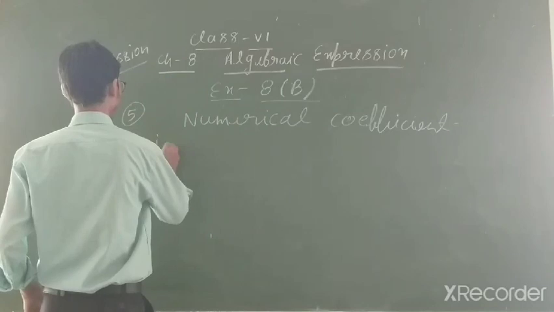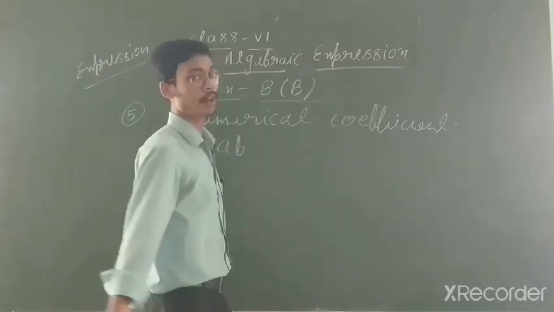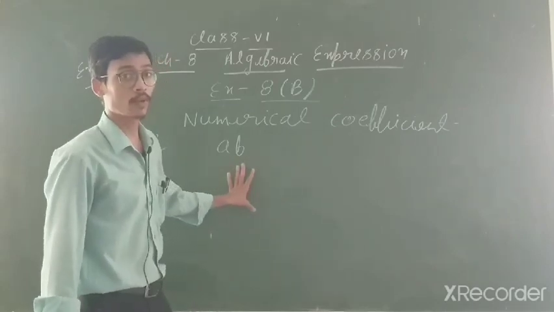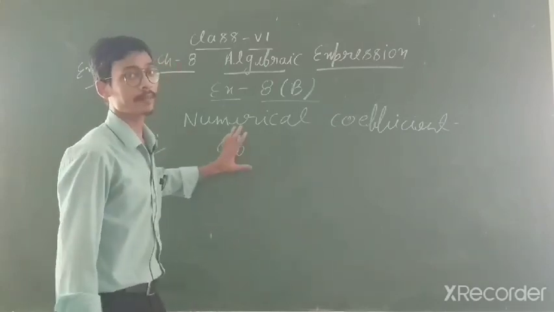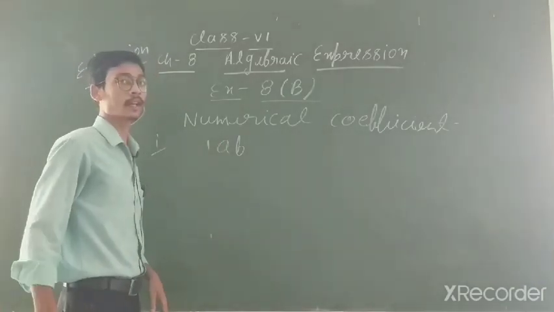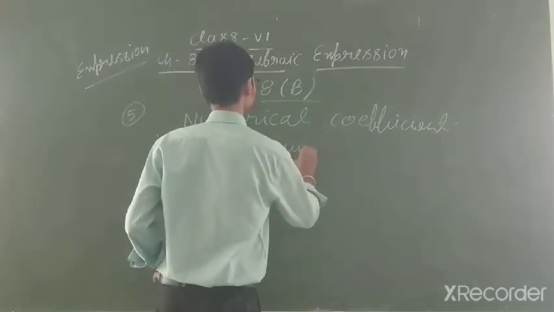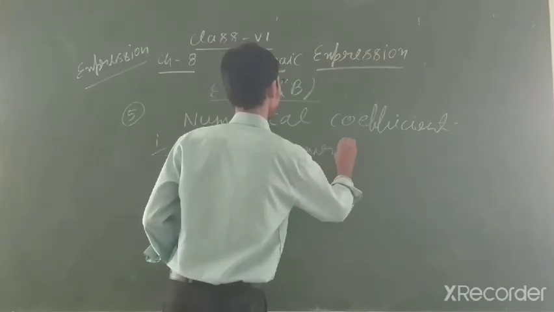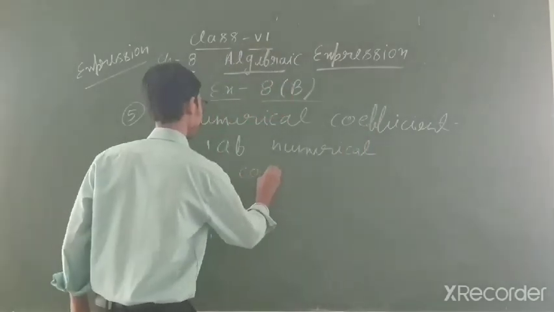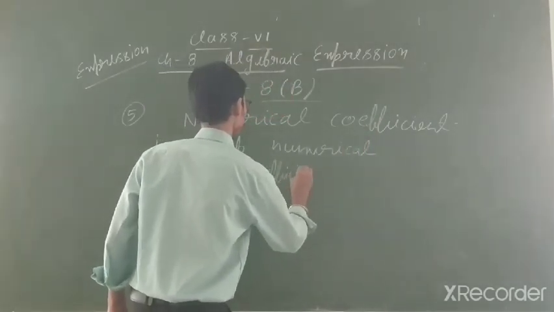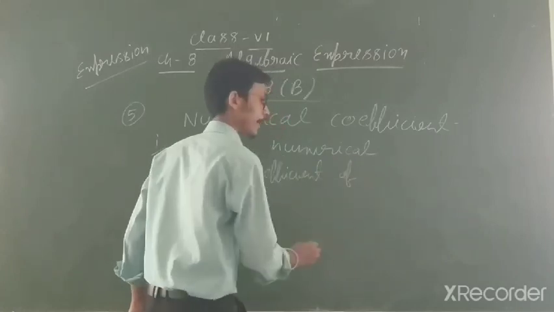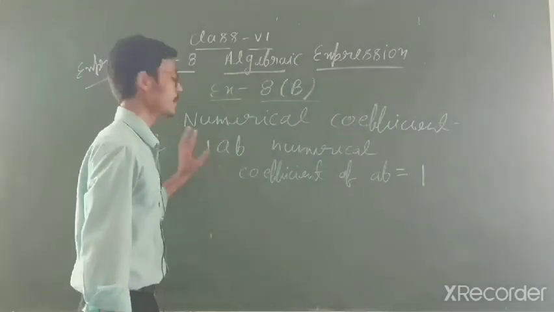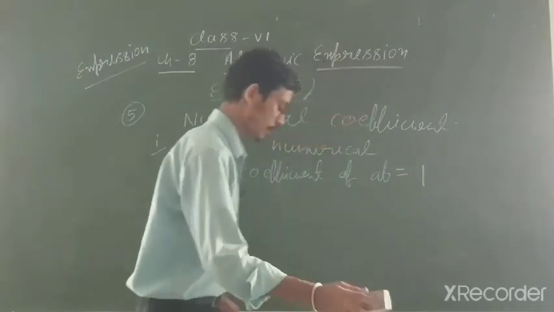Similarly, now come to the question. Question number 5.1. What is given? AB. Now tell me what is the numerical coefficient? You can say, sir, there is no numerical coefficient of AB. So you are wrong. Why? Because if nothing is given, it means here 1 is given. So numerical coefficient of AB equal to 1. Nothing is given, that is, 1 is present. Clear? This is understood.